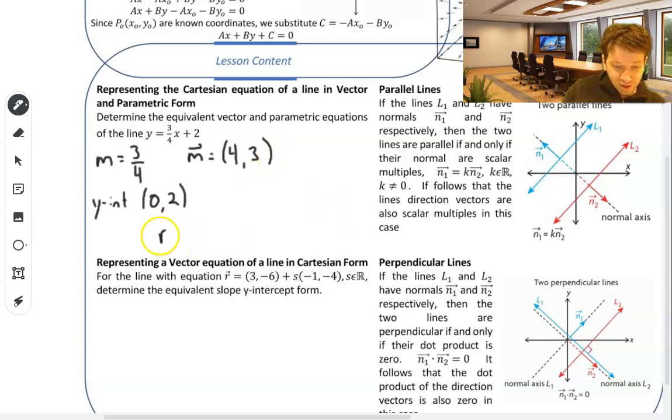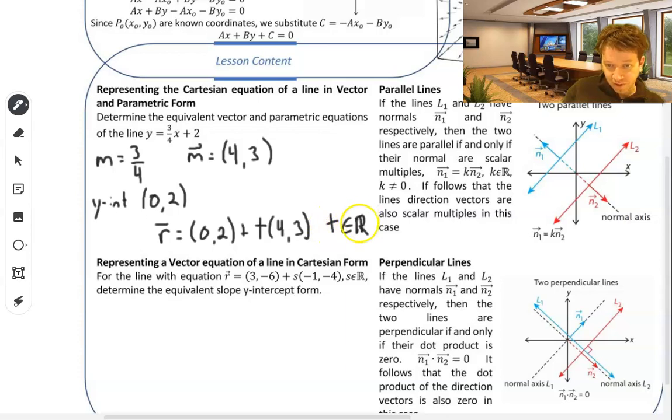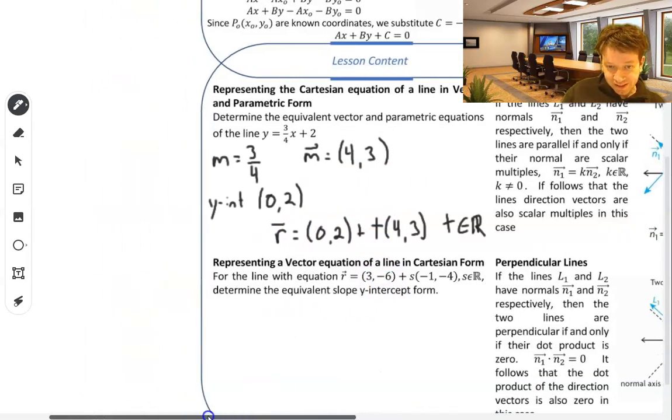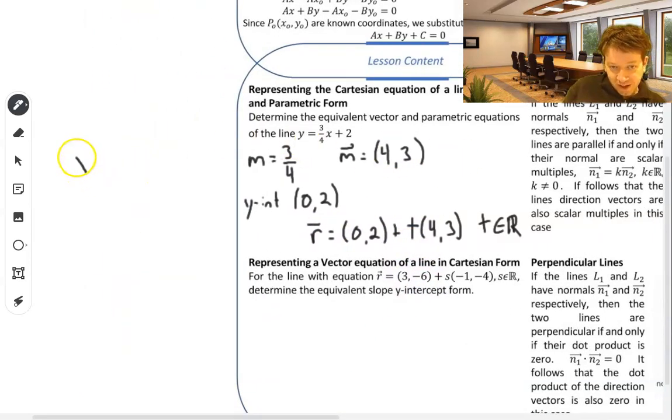So now we can write the equation in vector form. r is 0, 2 plus some scalar quantity times 4, 3, where our scalar quantity t can be any real value. And then we can also write the parametric equations. I'll do that on the side here. So x equals 0 plus 4t, which I'll just write as 4t, and y equals 2 plus 3t.